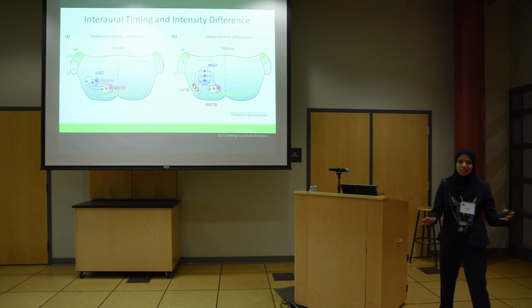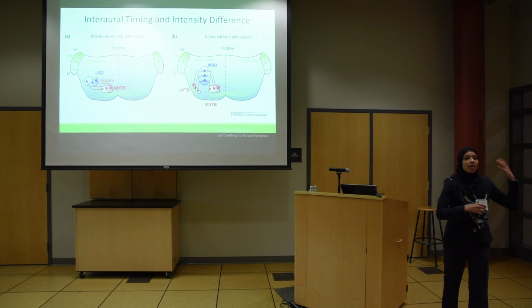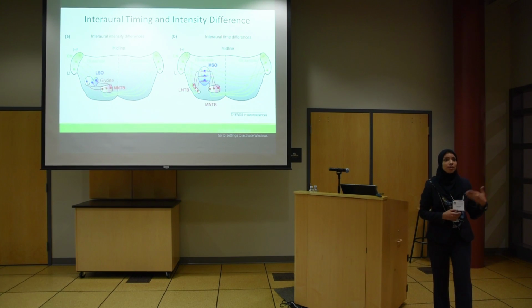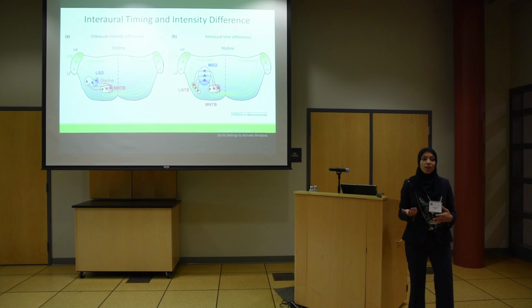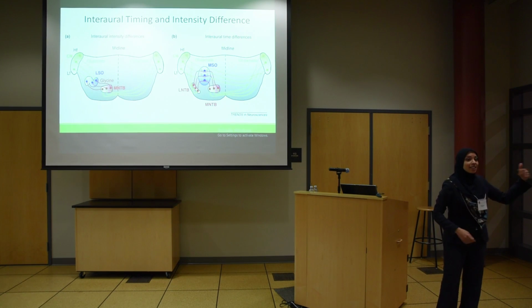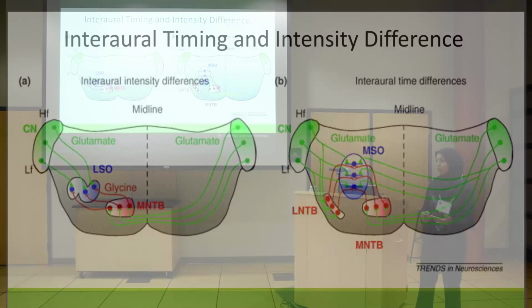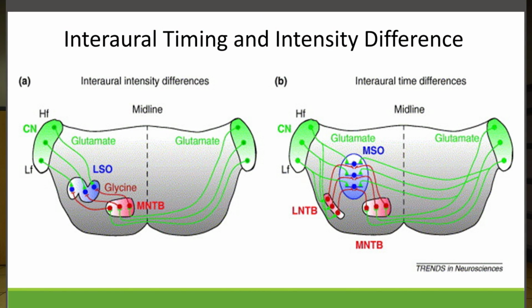So just to give you a little example of this. Say I clap my hands. The intensity of that sound is going to be detected by my lateral superior olive. Now let's say I clap my hands again. The time it takes for it to reach my left ear versus my right ear is going to be detected by my MSO. So they're really important for localizing sound.